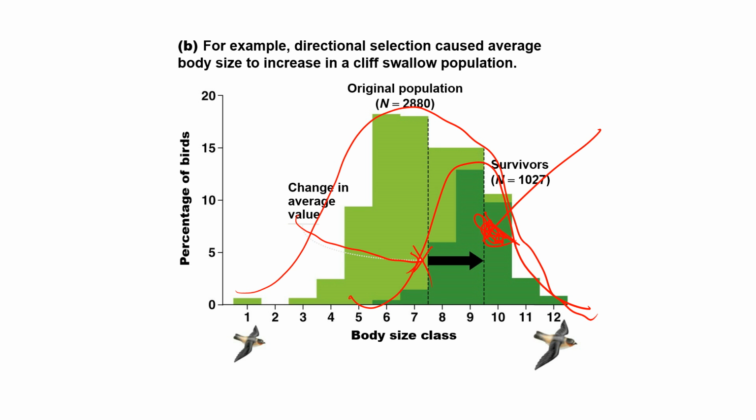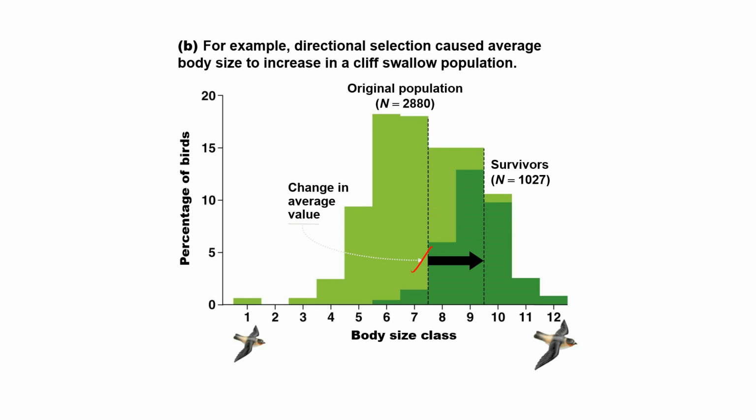Those with larger body sizes were selected for. They survived. So as a result, you see a shift in the population structure over the next couple of generations, with more individuals in the population having a larger body size. And that will occur as long as you don't have new alleles coming in, more birds of a smaller body size. That doesn't mean it's always going to stay that way. It can shift depending on how the environment changes.